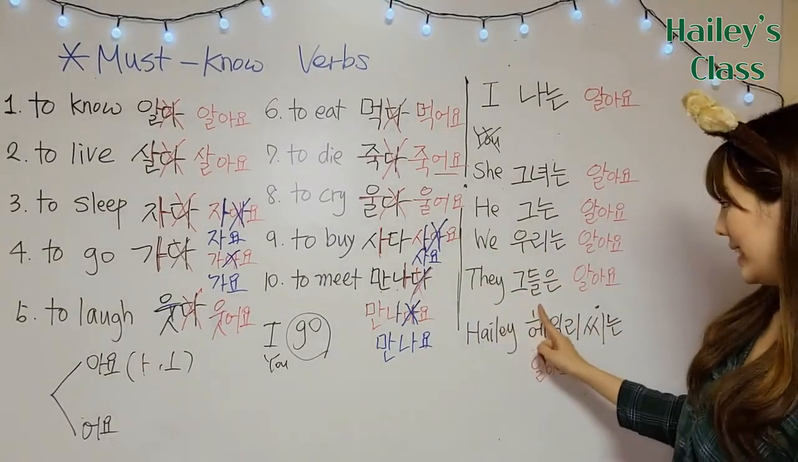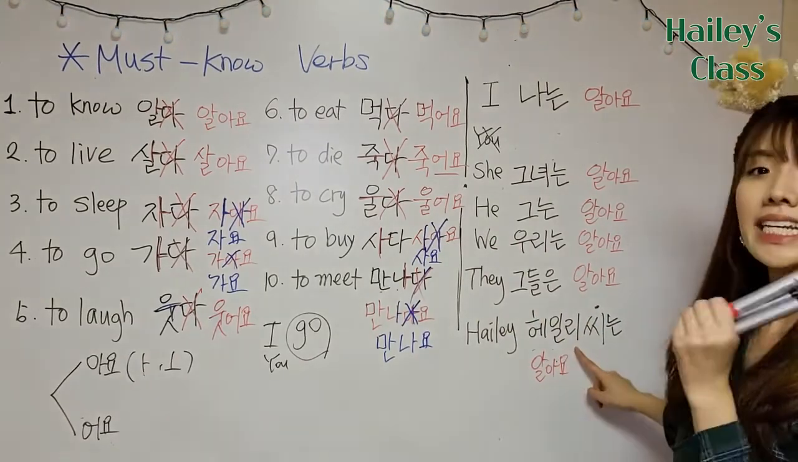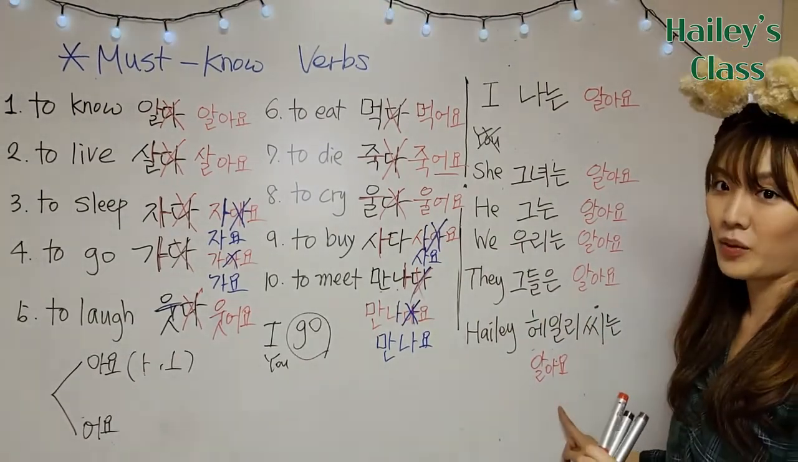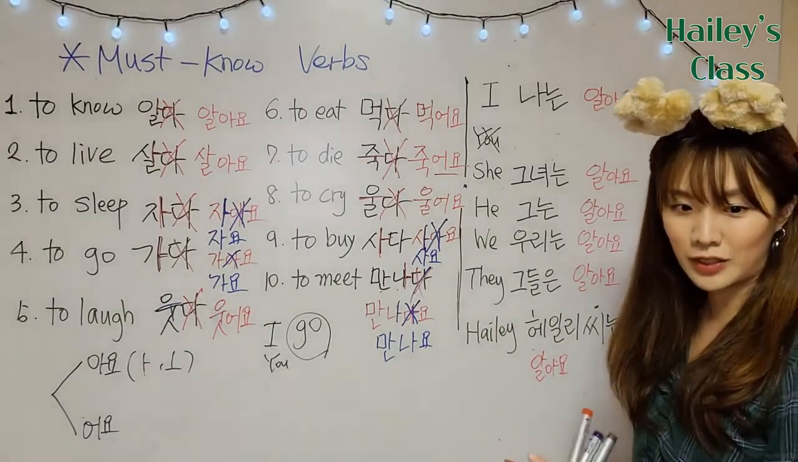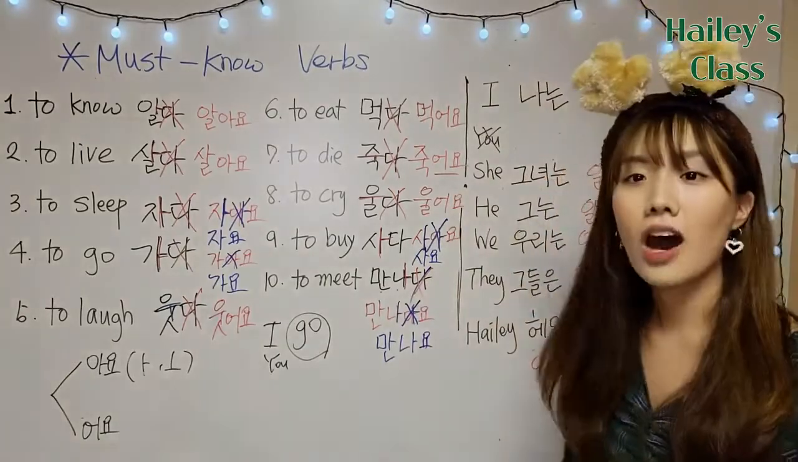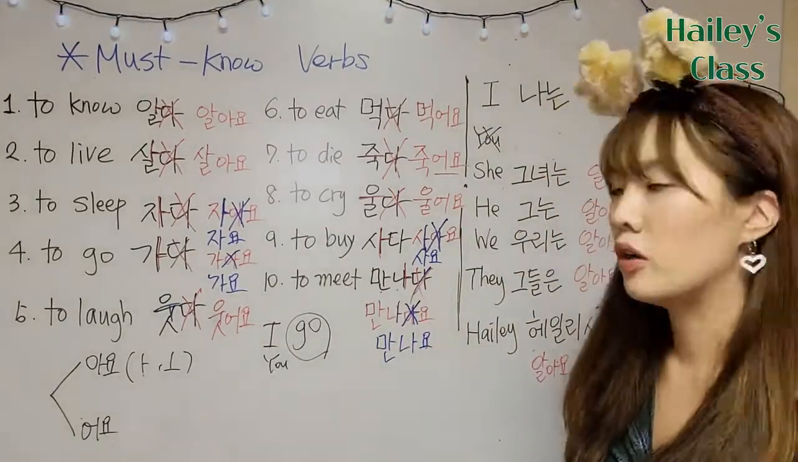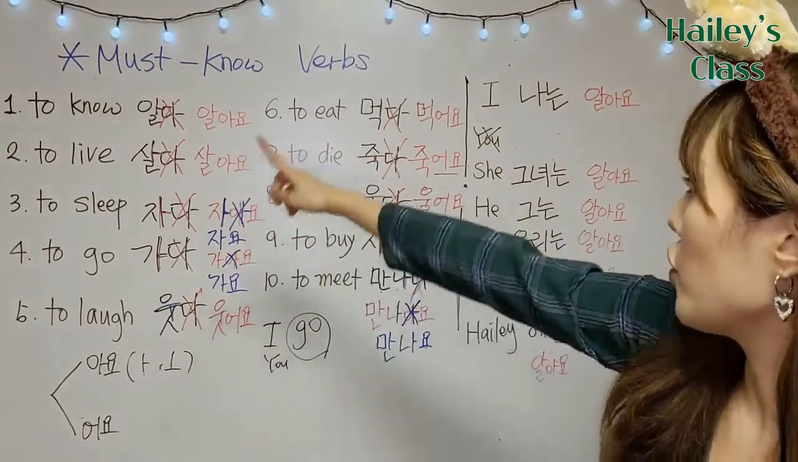They know. 그들은 알아요. Haley knows. Haley 씨는 알아요. Okay? Got it? Good. Okie dokie. So, we made sentences. But if you want to make another one, for example, what verbs do you want to use?